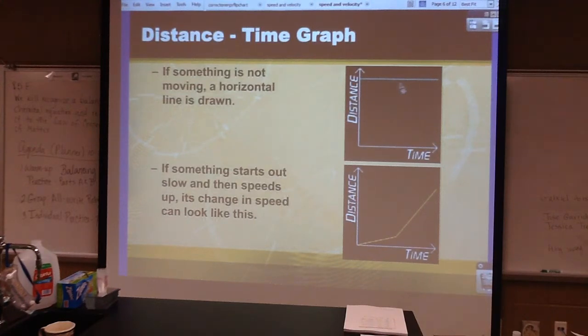It means time is still going, but no distance is being changed. If something starts out slow and then speeds up, its change in speed can look like this. You have a very gradual incline like this, and then you have a steep slope along here. And this would be the point at which you had a change, the first initial change. And then you'll gain distance as the time elapses.